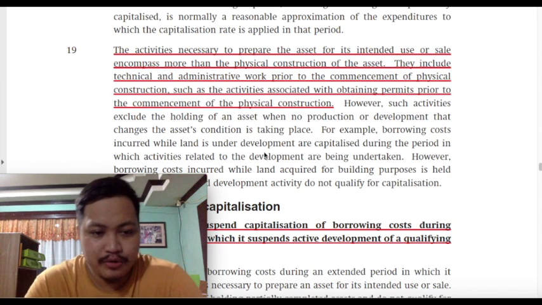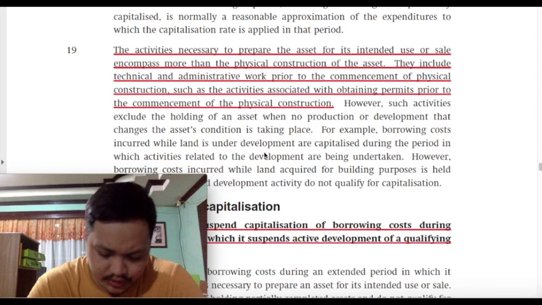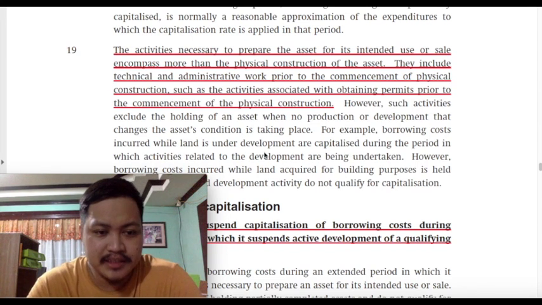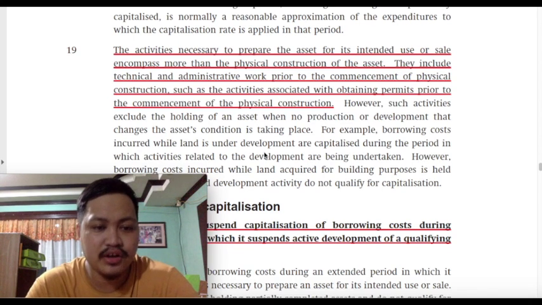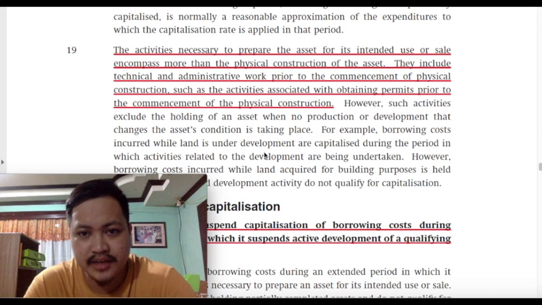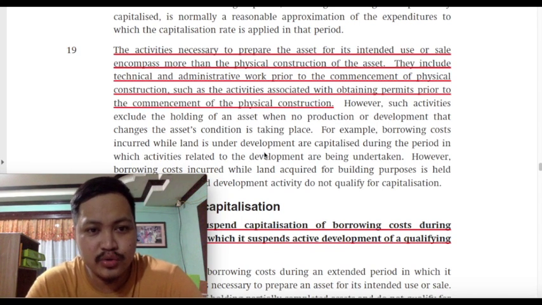Now, another scenario will be given to you, class. You would be asked, is it possible for you to commence or begin capitalizing borrowing cost even though no physical construction of the asset has taken place? The answer is yes, because the standard tells us, class, that activities necessary to prepare the asset for its intended use or sale encompass more than the physical construction of the asset. They include technical and administrative work prior to the commencement of physical construction.